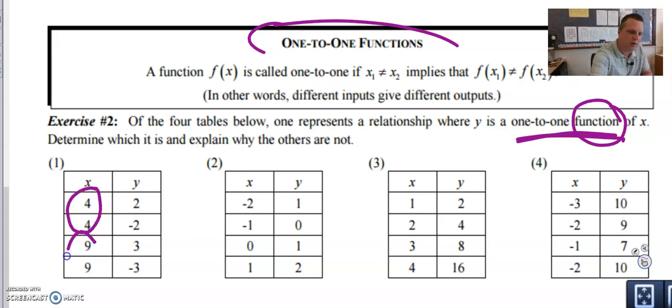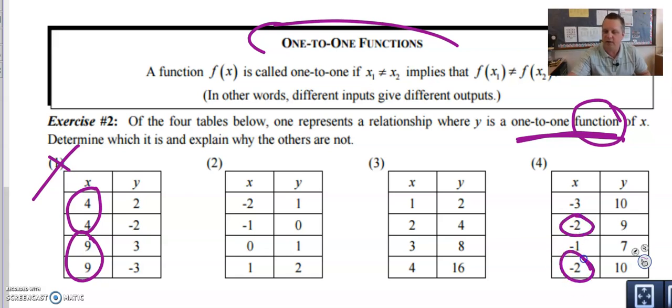So choice 1 has double 4s and double 9s. Therefore, that is not even a function. And the other one was 4. You see how the negative 2 is a double up? So 1 and 4 are not even functions.